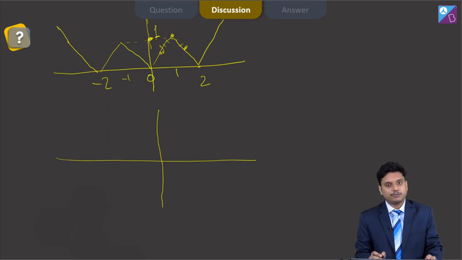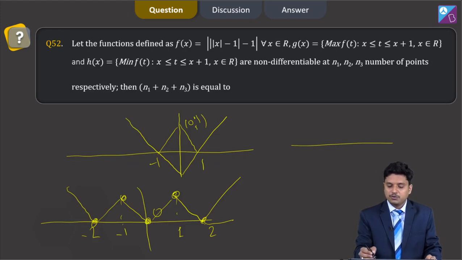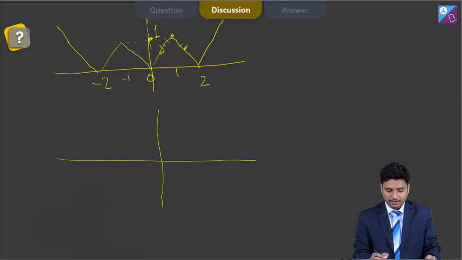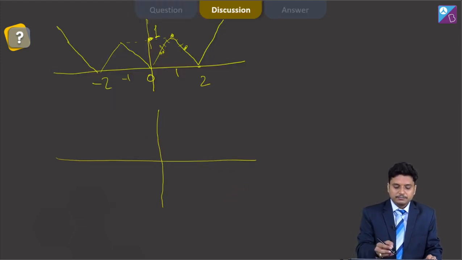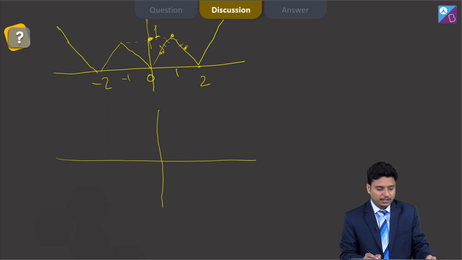Similarly, suppose you have to find g of 2. First of all, you have to vary this t from 2 to 3 and mark the maximum possible value for f(t). From 2 to 3, this is your f of 2, this is f of 3. What will you be getting as maximum? You will be getting f of 3 as maximum. In this way you have to plot this diagram.